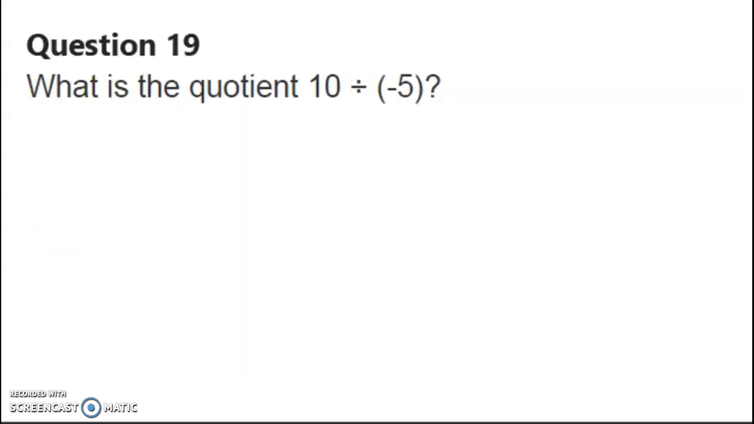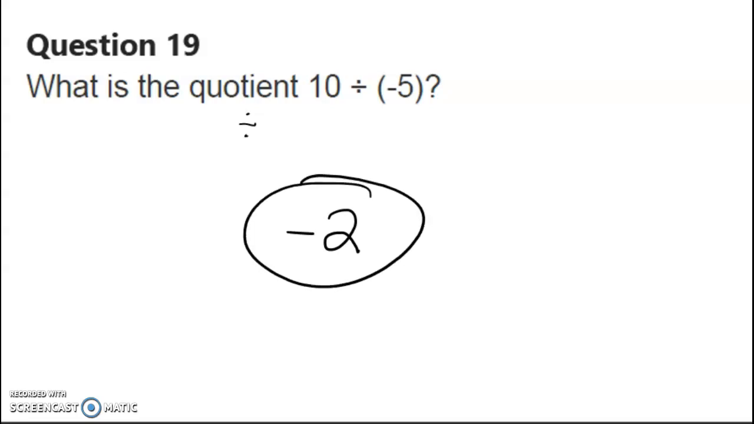2 more. What is the quotient? Quotient means division. And it even has that cute little division symbol here for you. So first, just like in your cheat sheet, you're going to go ahead and divide as normal and then determine the sign. So let's divide as normal. 10 divided by 5. I do know that 5 goes into 10 2 times. Now to determine the sign, that's where I use my rules. If the signs are different, then I'm going to have a negative answer. So it's just negative 2.